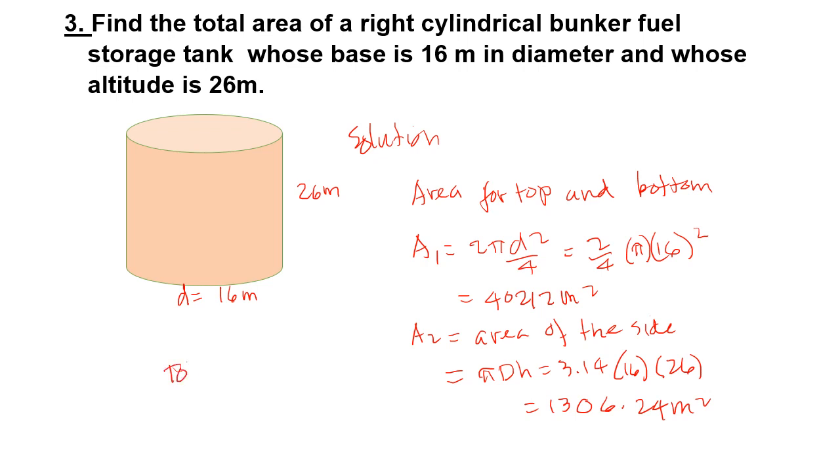So your total area equals 402.12 plus 1306.24, equivalent to 1708.36 square meters.